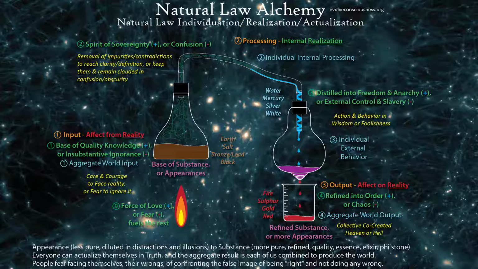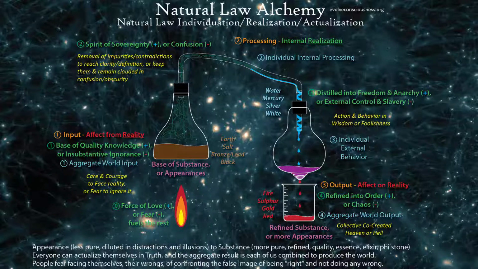that's the fuel for the rest to fuel the alchemical process of transmutation. This is about evolution and change and growth. So we have care and courage to face reality or fear to ignore it. So in yellow again we have 4 different phases to match 4 other different phases.